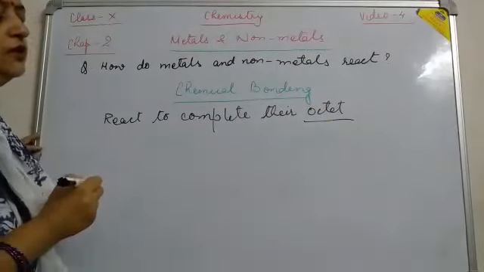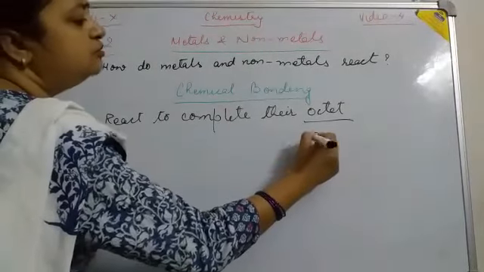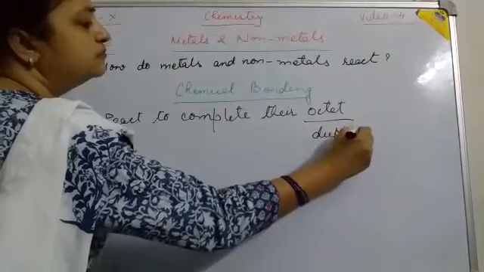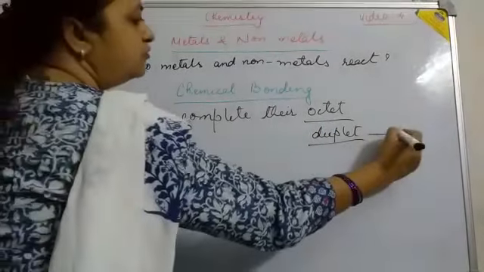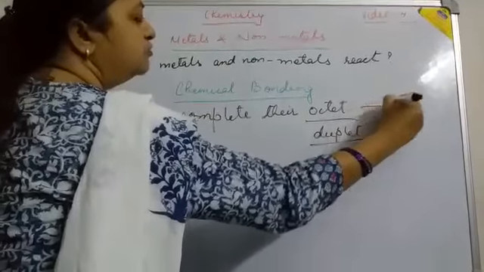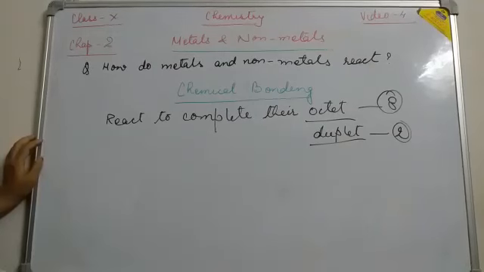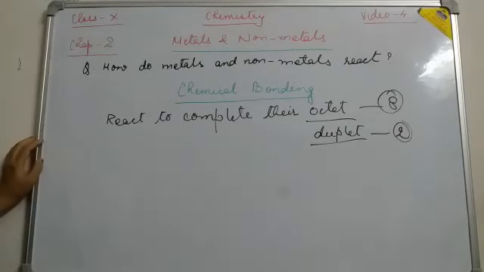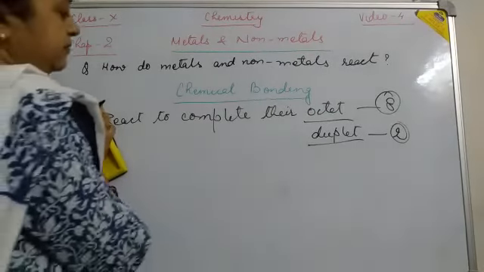8 electrons in its outermost shell or valence shell, or a duplet, 2 electrons in their outermost shell or valence shell. To occupy this duplet or octet, an element, a metal or a non-metal, reacts. So, how do they react and what is the bonding between them?